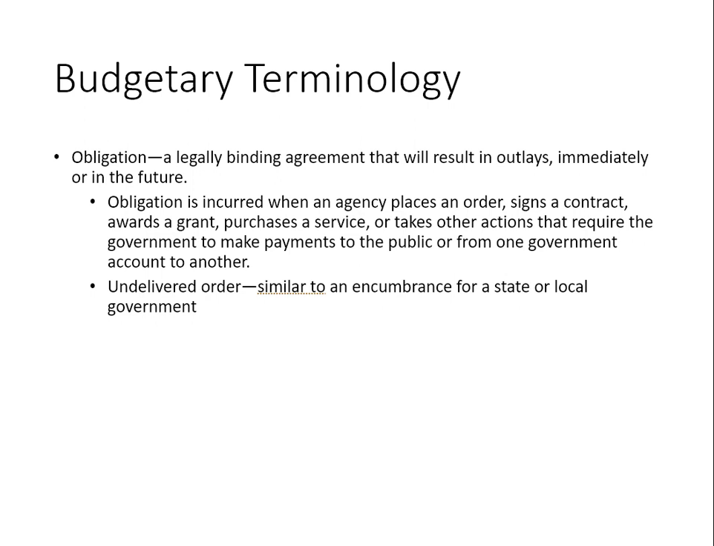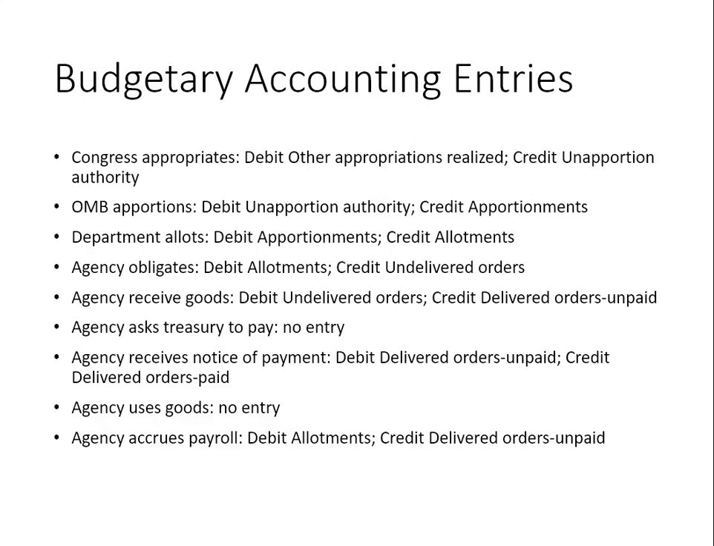The often used account is undelivered orders. This is very similar to the encumbrances for a state or local government, which was introduced in the previous lectures. Alright, so having seen all these terminologies, if we put them together, we can have the budgetary accounting entries.